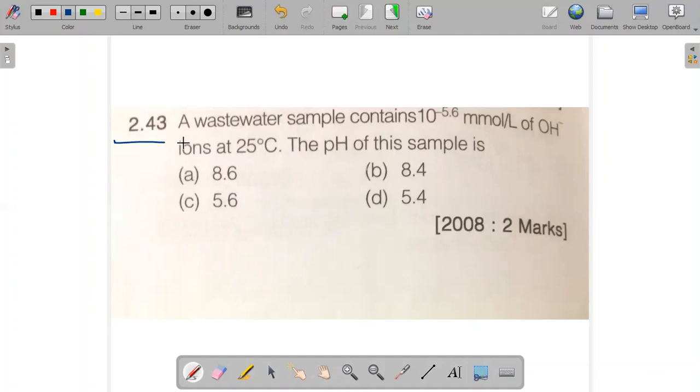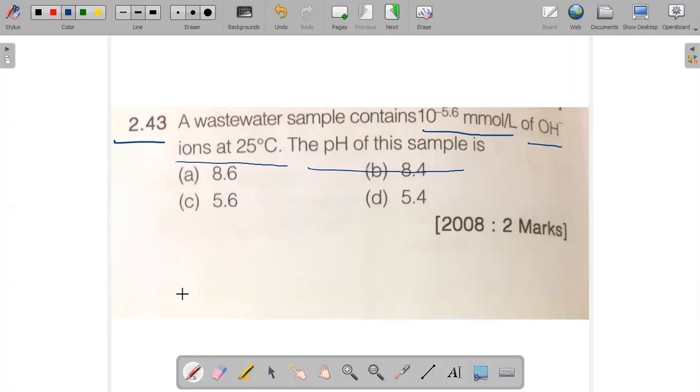This question is: a wastewater sample contains 10 to the power minus 5.6 millimole per liter of OH minus ion at 25 degrees Celsius. What is the pH of this sample? We need to find the pH of this sample.